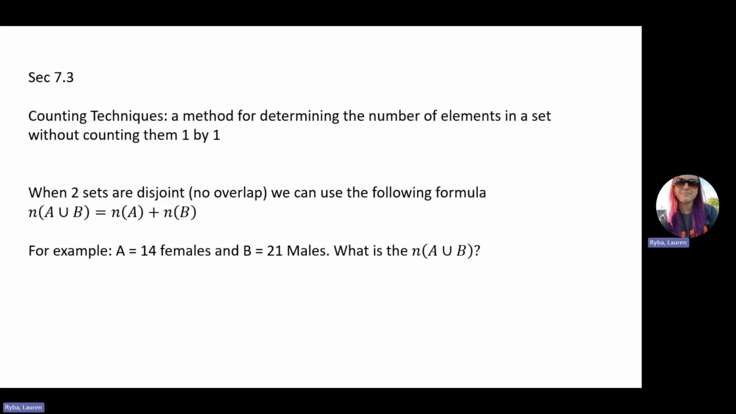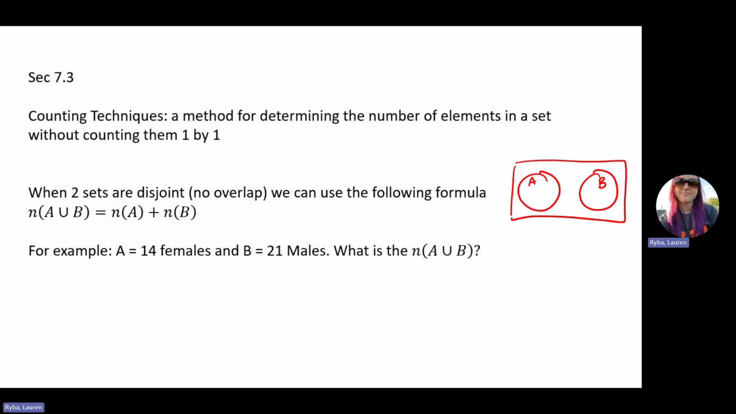The first one we're going to look at is when two sets are disjoint, meaning that there is no overlap between them. So if I were to draw their Venn diagram, here's circle A, here's circle B, and they are completely separate. There is absolutely no intersection. There's no overlap. These are called disjoint. When they are disjoint, all you have to do is add the two amounts together. So if you want A union B, you just take the number of elements that are in A and add it to the number of elements that are in B.